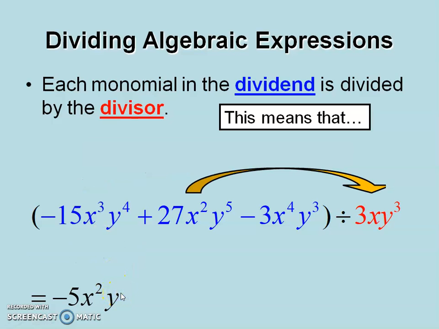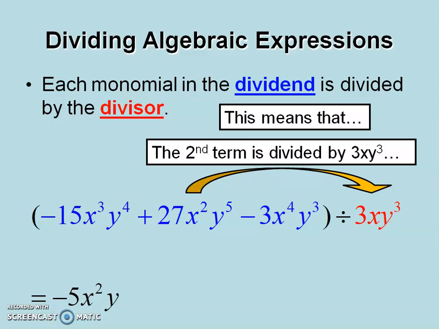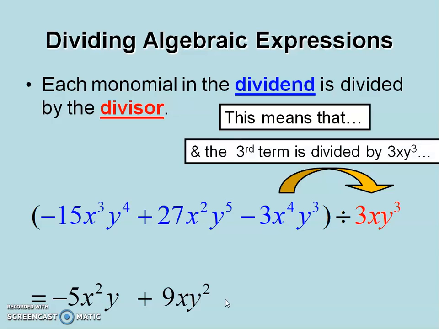And I'll do the same thing with 27x squared y to the power 5 divided by 3xy cubed. That's going to be 9x to the power 1 y to the power 2, or 9xy squared. And finally, if I have a coefficient of 1 or negative 1, like negative 3 divided by 3, I just write that as minus, and I'm left with x cubed. And that is my answer.